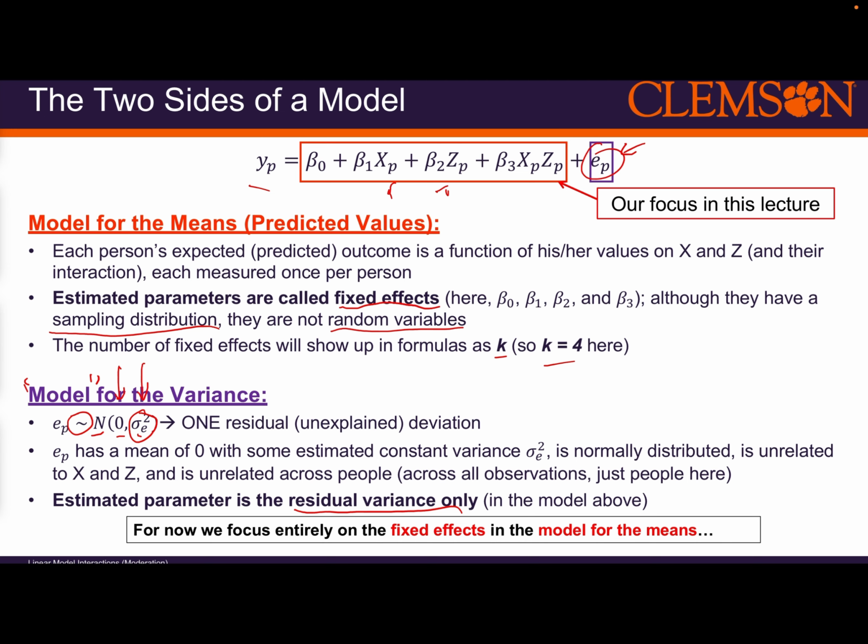And oftentimes the constant variance is described, if you want the technical jargon, we call that homoscedastic variance. It's one of the hallmark assumptions of linear regression. And later in lecture, we will see that we can actually weaken that assumption or make it more general. But here, error has a 0 mean, has a constant variance, sigma squared error, is normally distributed, is unrelated to both x and z, and is unrelated across people. That's that independence we were talking about.